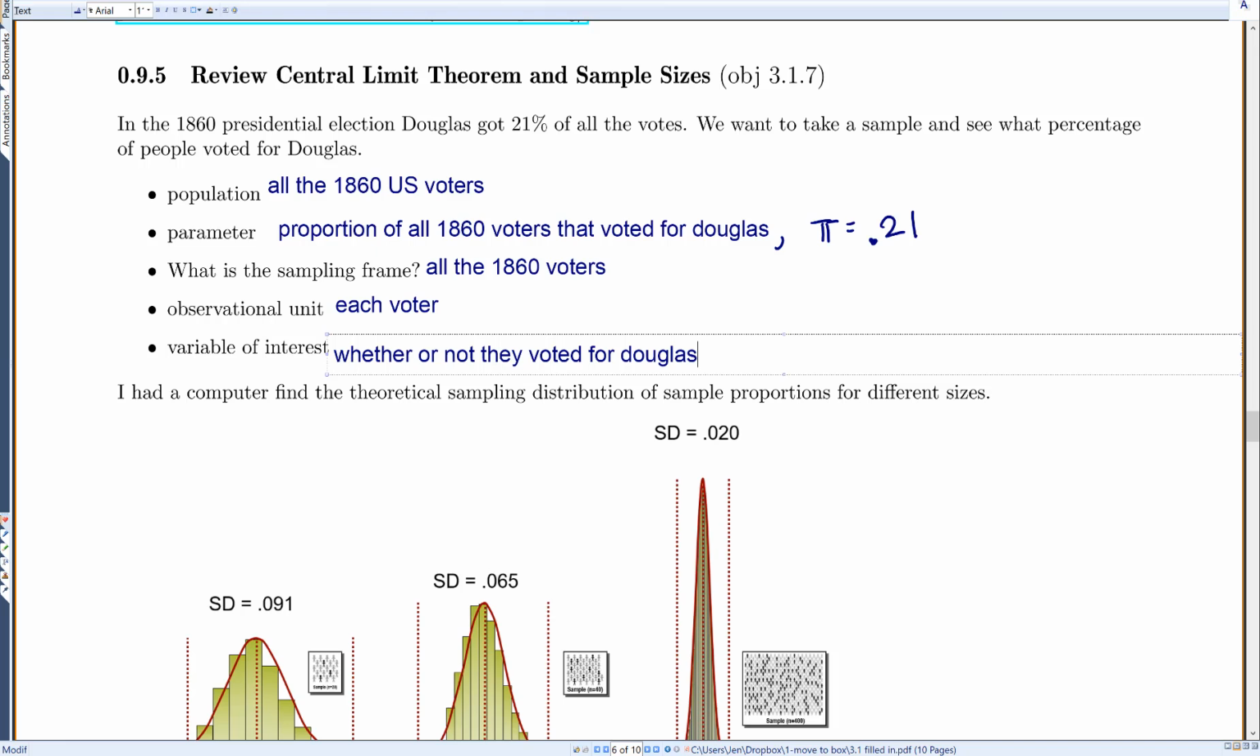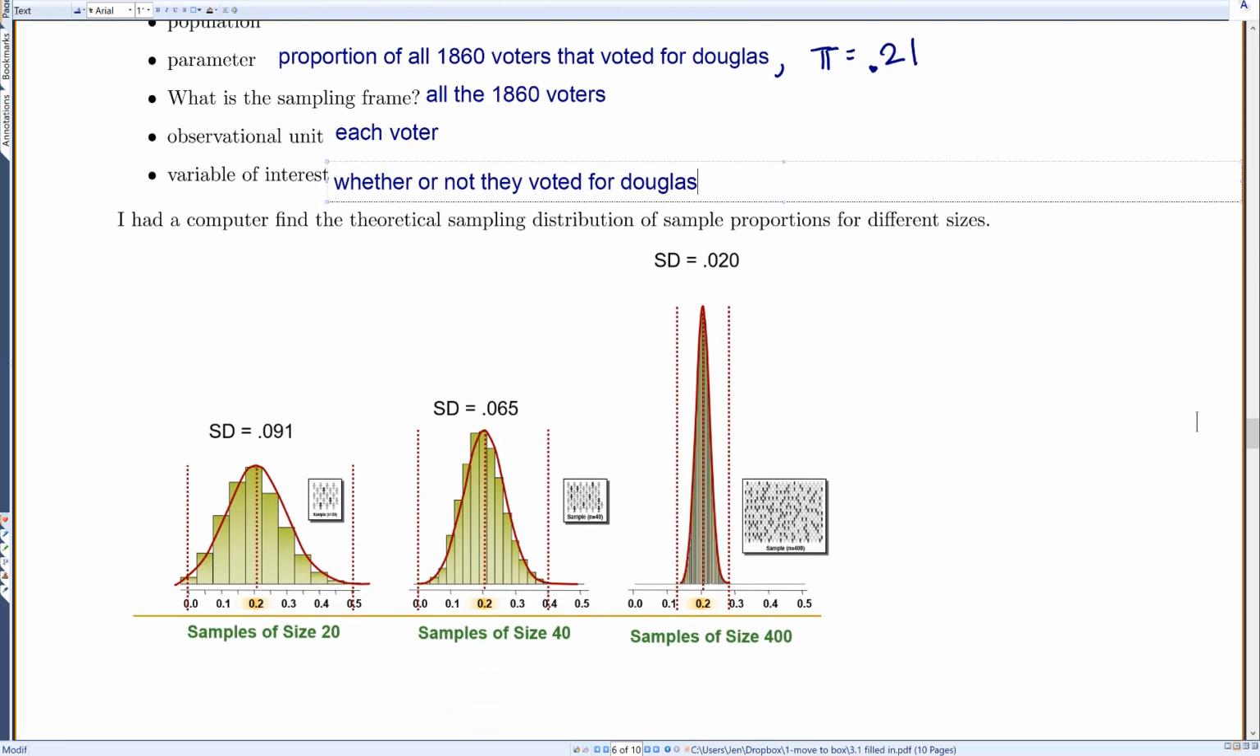So I had the computer find theoretical sampling distributions for sample proportions of different sizes. So you can see these are the samples of size 20. It seems to be centered around that 0.21. Right here, like 0.21, that's where it's centered. If I do sample sizes of 40, it looks like we're still centered at 0.21, and sample sizes of 400, we're still centered at 0.21, which is good because that was our population parameter.